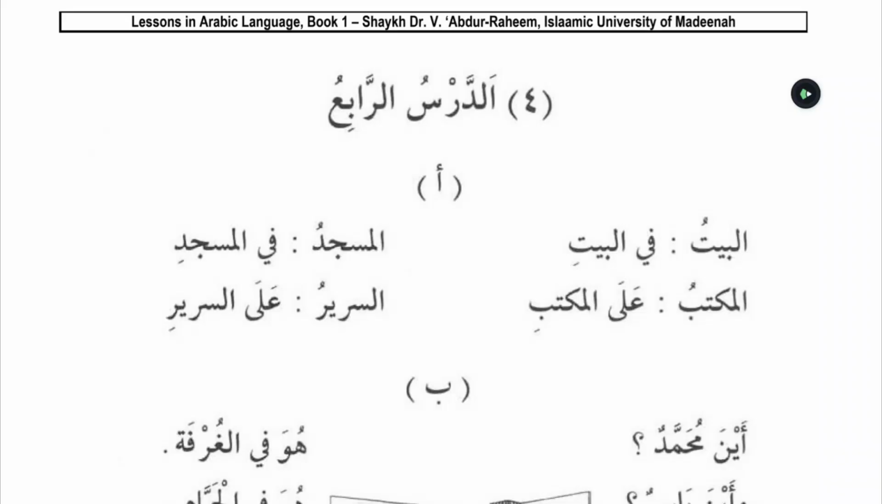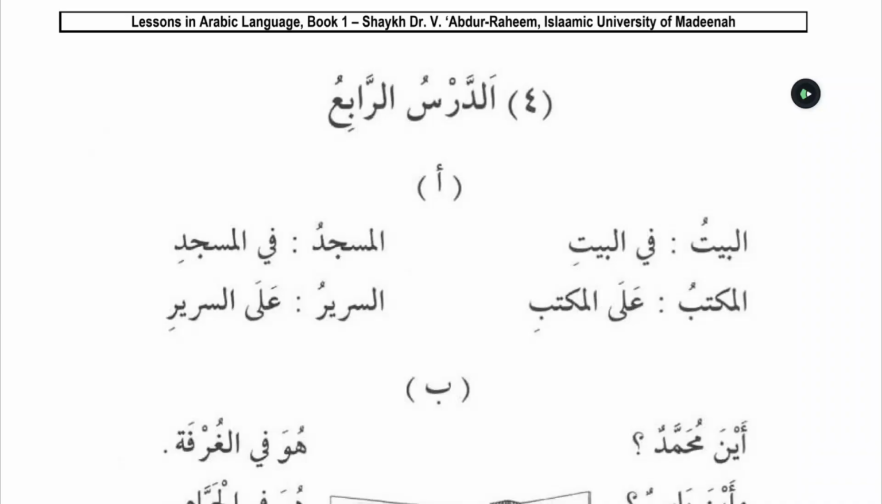Okay? الدرس الرابع means the fourth lesson. And even in terms of vocab, you only have to memorize the vocabulary that's going to be in the vocab list by the end of this lesson. That's what you have to be aware of. البيت في البيت. He just explained to you how jar majrur works. المسجد, the masjid, في المسجد, in the masjid.